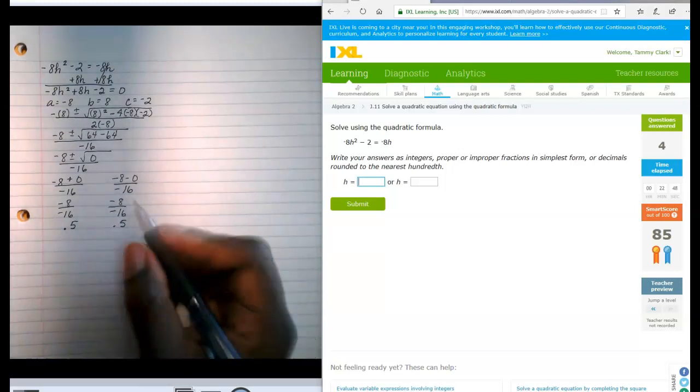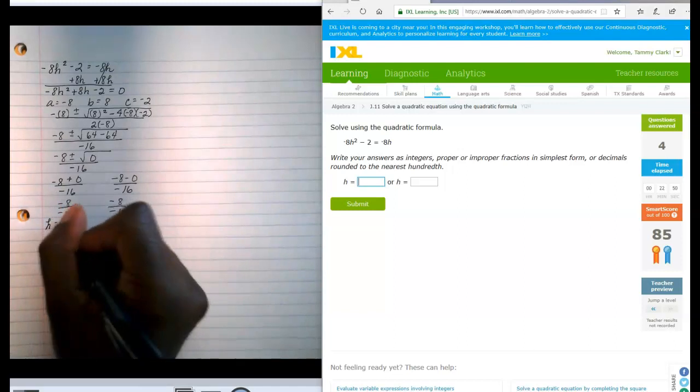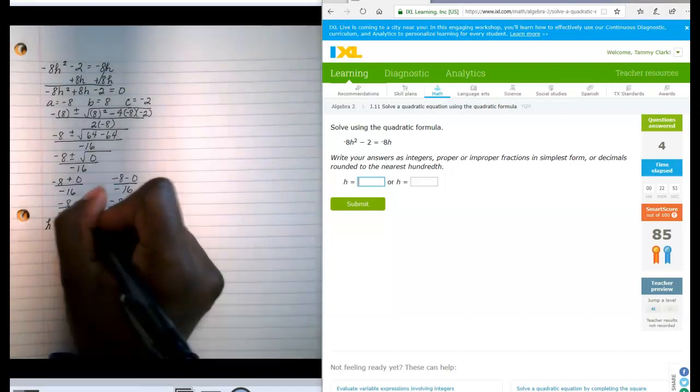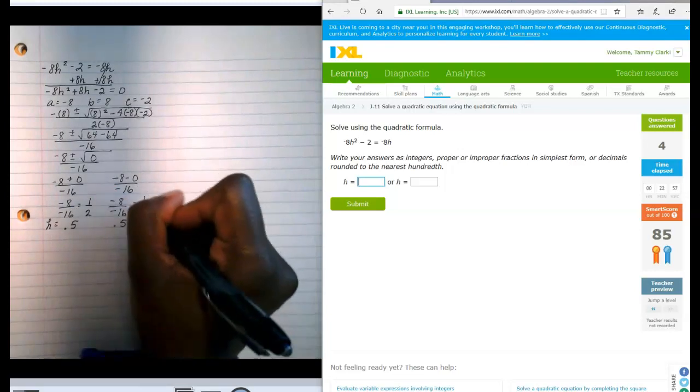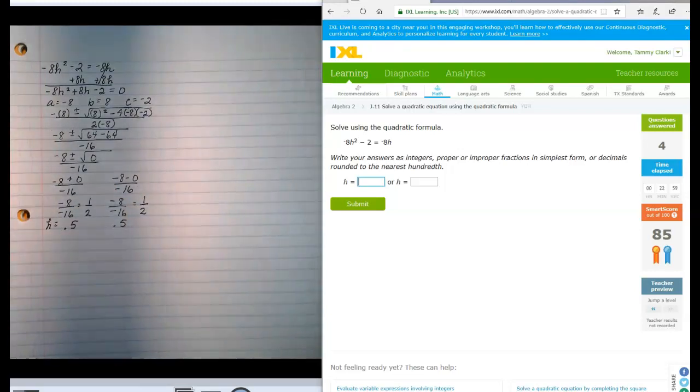All right. So h is equal to 1/2, and this is also 1/2, which as a decimal value is 0.5. So I could put it in fraction form. That's what I want to do. Some of you like decimals. I like fractions. It's okay. We can be friends. Oh, we're awesome.